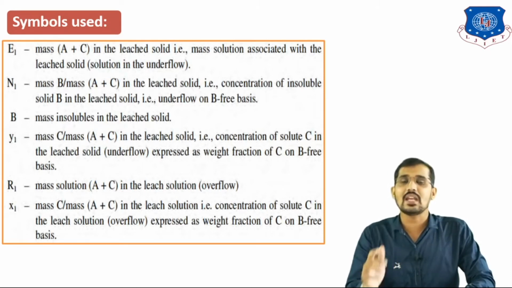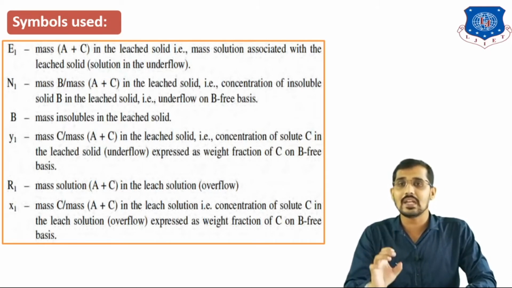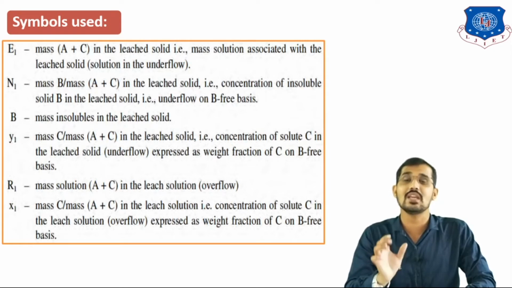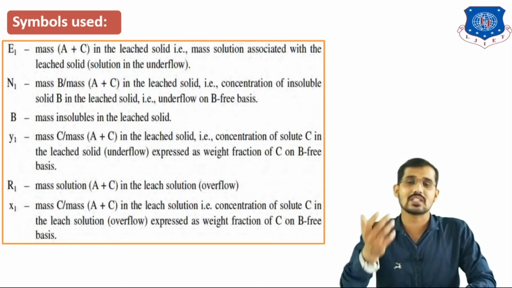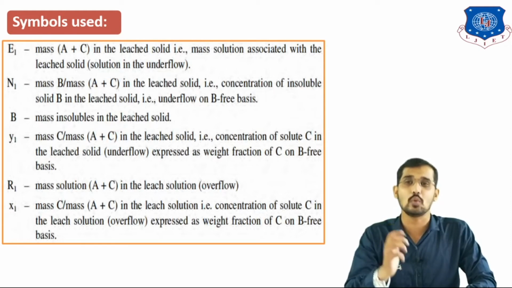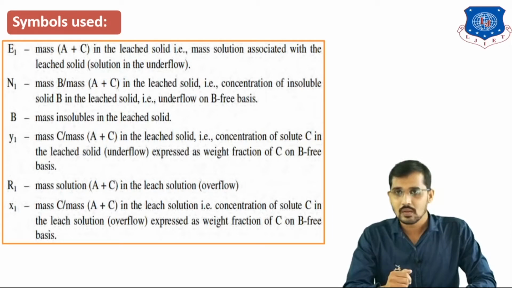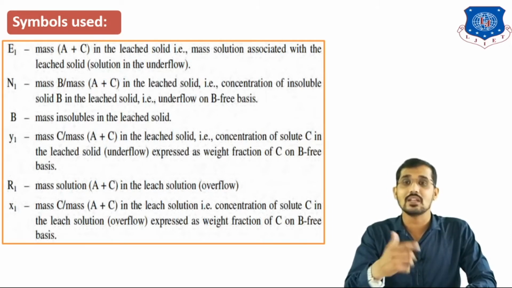Done. After that R1 and X1, these are related to the overflow now. R1 is the mass of solution A plus C in the leach solution, or I can say overflow. This is for the first stage. Similarly, for the second stage I can write R2, R3 like this. For the nth stage, that is Rn. I will explain that in the next slide.